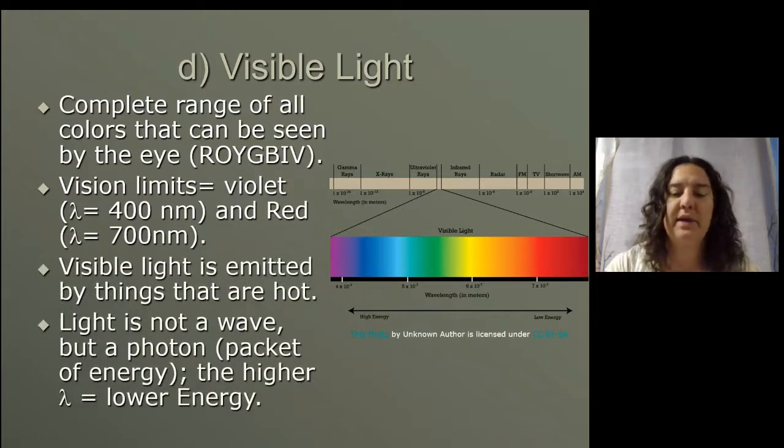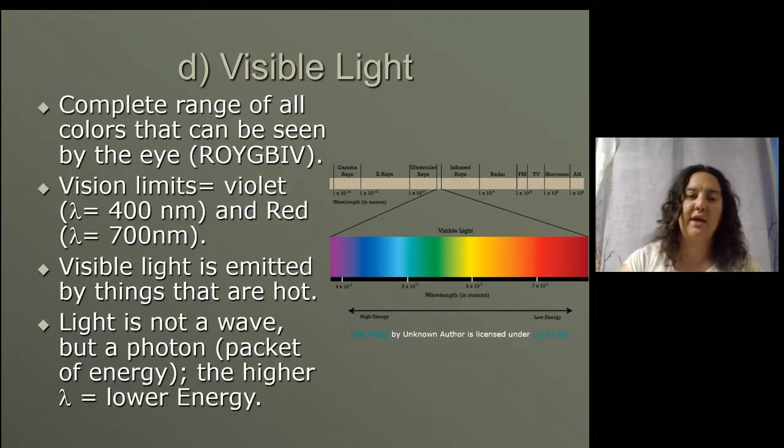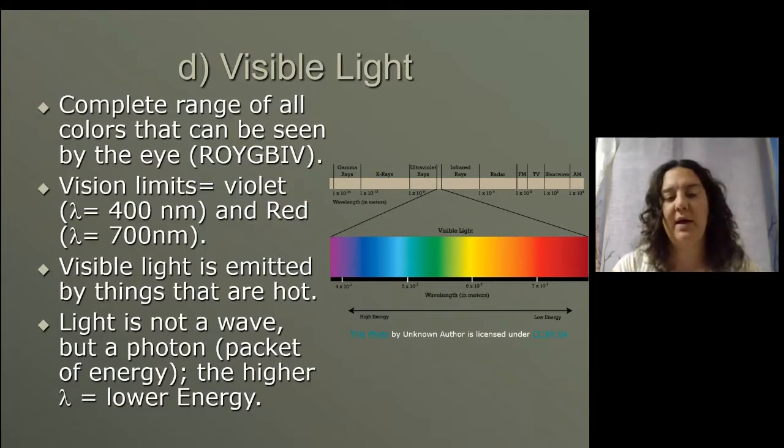So visible light is the complete range of all the colors that can be seen by the eye. So red, orange, yellow, green, blue, indigo, and violet. So the limits are violet at a wavelength of 400 nanometers and red at an upper wavelength of 700 nanometers. And visible light is typically emitted by things that are hot. So remember, light is not specifically a wave, but a photon and a packet of energy. And the higher the wavelength, the lower the energy. So again, when we looked at radio waves with a large wavelength, they have very low energy. So red has a lower energy than purple would when we're talking about visible light.